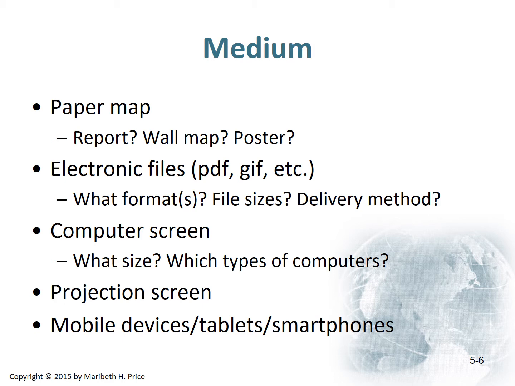If it's an electronic file, is it going to be a PDF or a GIF? What are the formats? Are there any file size restrictions? How are you going to deliver it? Can it be zipped? Is it compressible? Think about the computers that are going to be looking at this. What are the sizes? What types of computers? If you're using an overhead projector, how good is the quality of the projector? Does it wash the colors out?